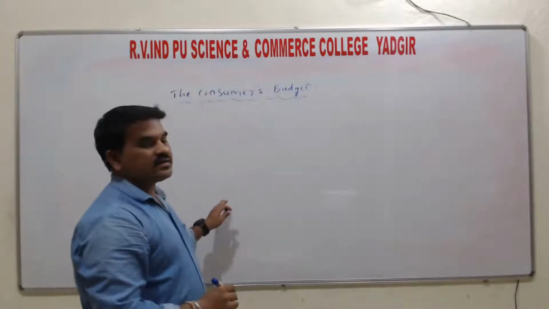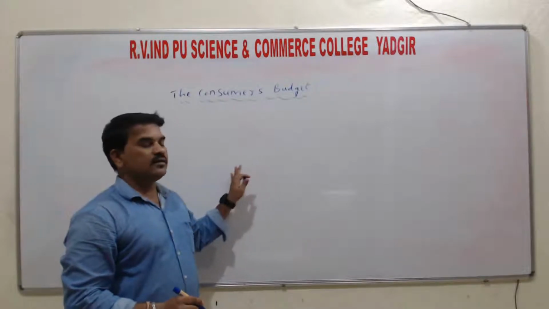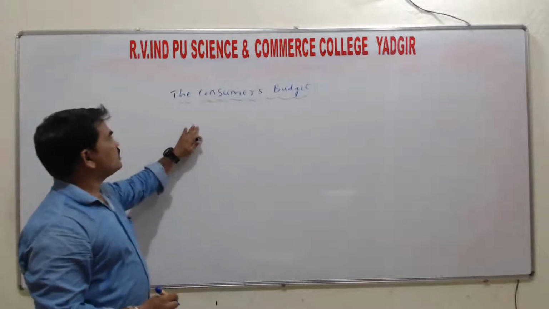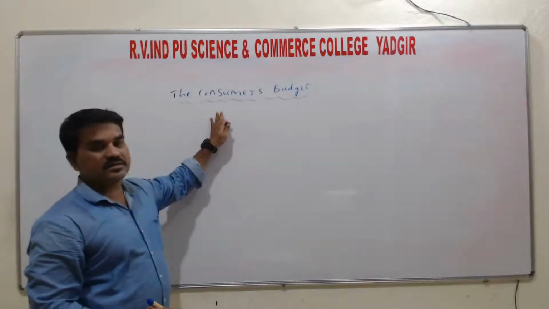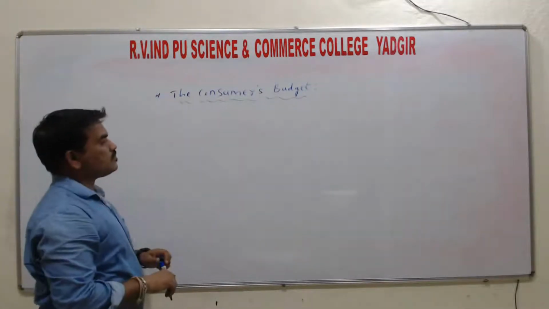In the previous class, we discussed what an indifference map is and the features of the indifference curve. And in today's class, we are going to discuss the consumer's budget. What do you mean by consumer's budget?